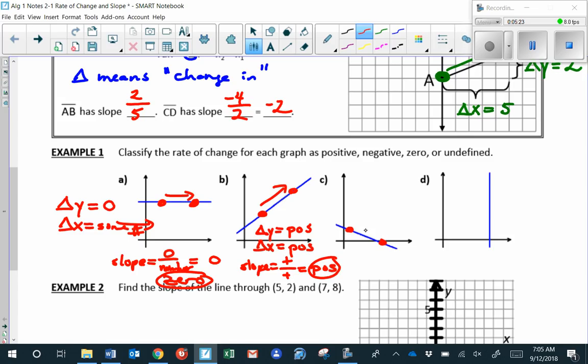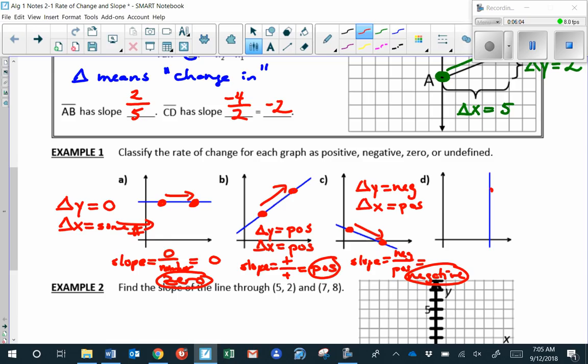In C, if I pick 2 points and head from one to the next, our delta y is this time a negative number, because as we head from one point to the next, we fall or head downward. Downward indicates negative. Delta x is a positive number because we're headed to the right. So that means that our slope is a negative number over a positive number, which is a negative number. So for part C, the slope is negative.